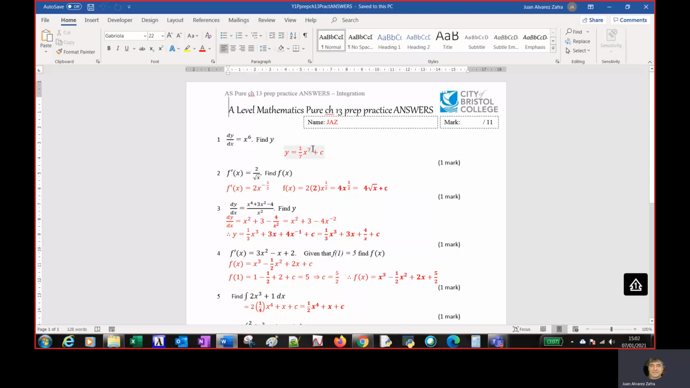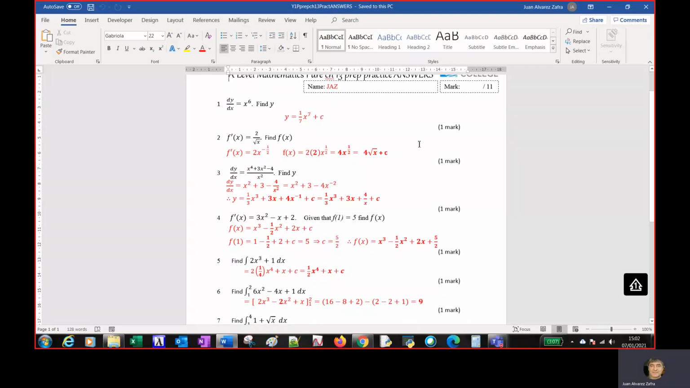And you might want to check this. If I differentiate x to the 7, I get 7x to the 6. 7 cancels with the 1/7 to give me x to the 6, and the c goes to 0. So you should be able to verify your integration by differentiating the result and seeing that it differentiates to the original.